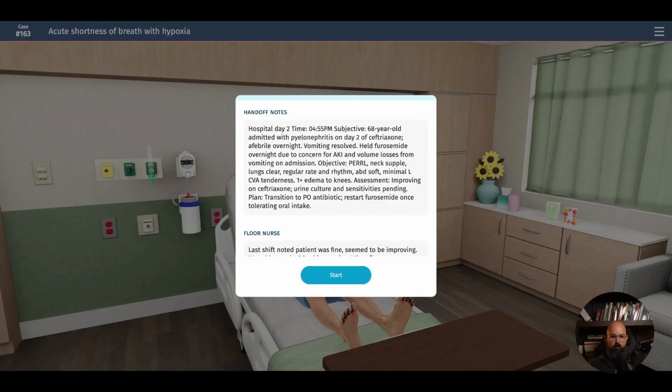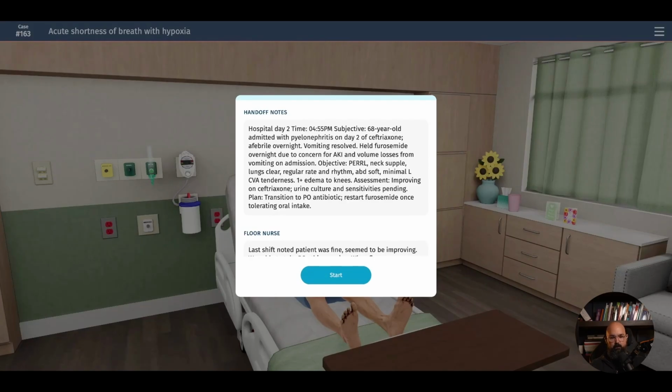All right. So hospital day 2, time 4:55 p.m. Subjective. 68-year-old admitted with pyelonephritis on day 2 of ceftriaxone. Afebrile overnight. Vomiting has resolved. Held furosemide overnight due to concern for AKI and volume losses from vomiting on admission. Objective. Pupils equal, round, reactive to light. Neck is supple. Lungs are clear. Regular rate and rhythm. Abdomen soft. Minimal left CVA tenderness. 1+ edema to knees.